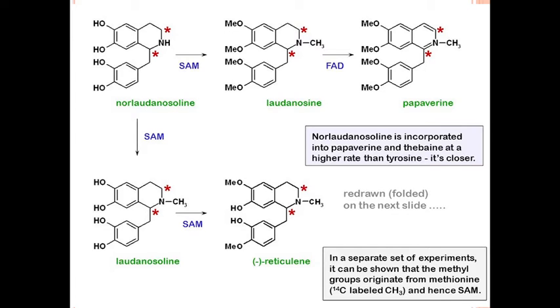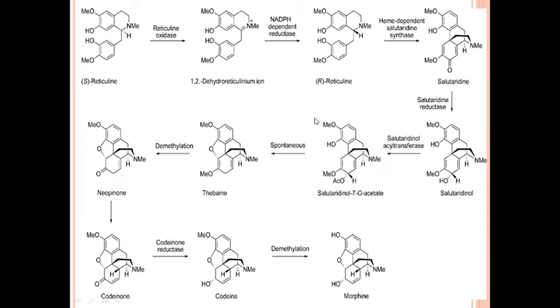After that, norlaudanosoline is converted into laudanosoline, and that will be converted into reticulin. Reticulin has enantiomers, S and R enantiomers. S shows anti-clockwise direction, whereas R is in clockwise direction. So these are the two enantiomers which are further used for formation of morphine.